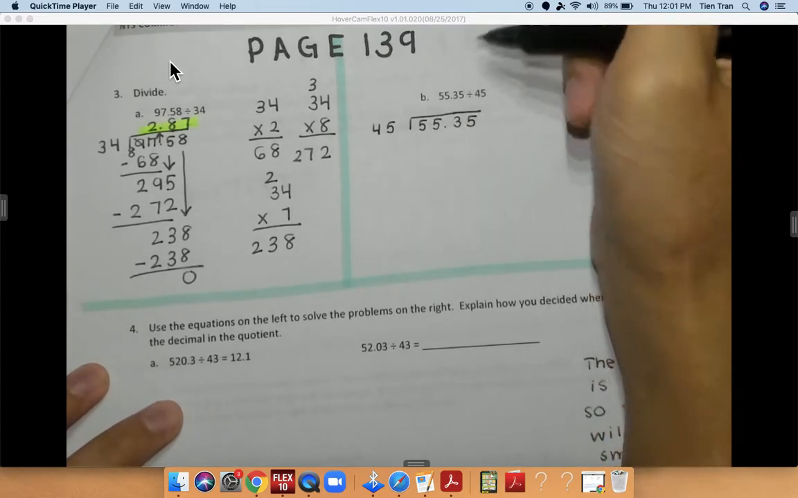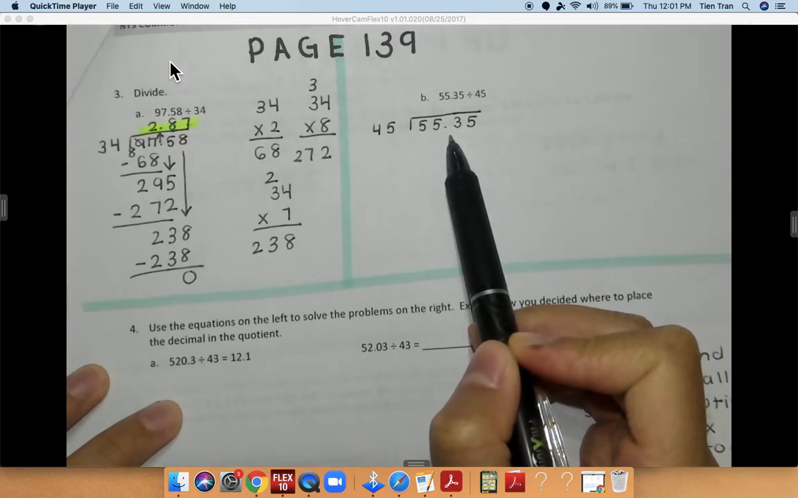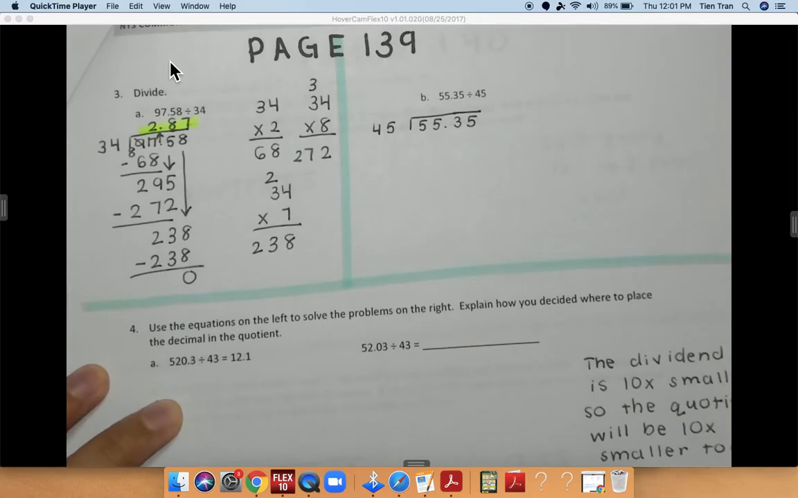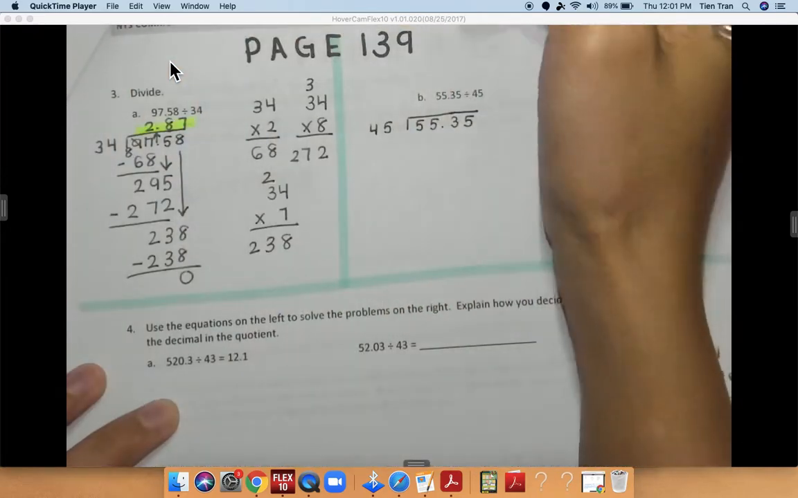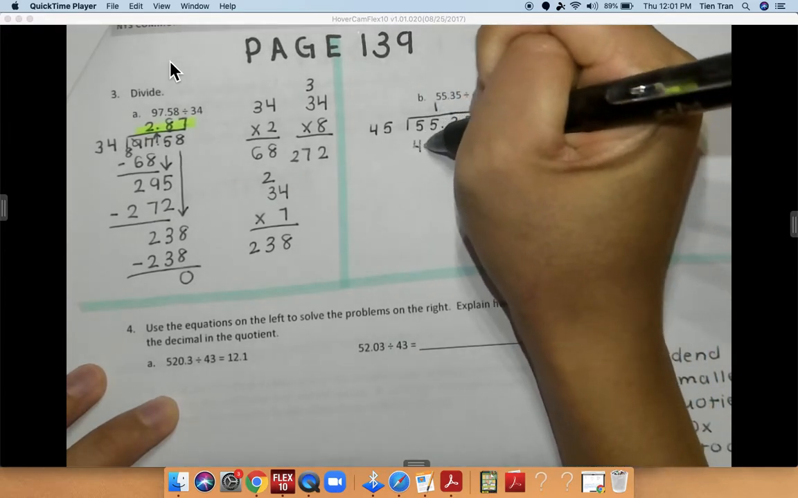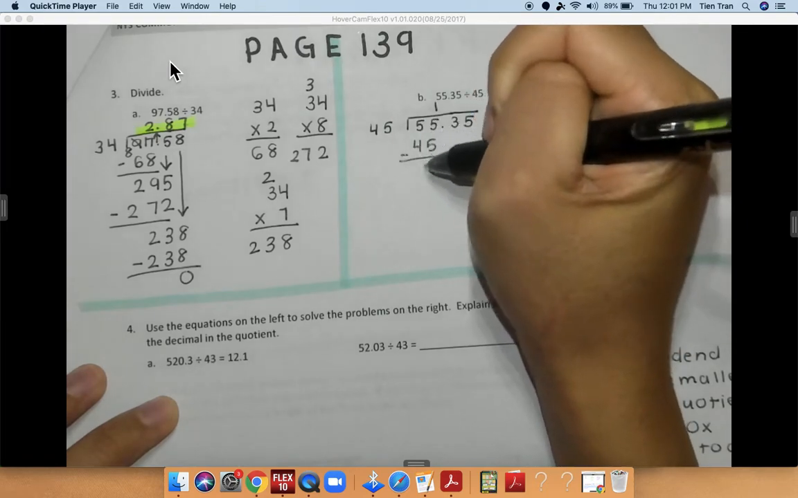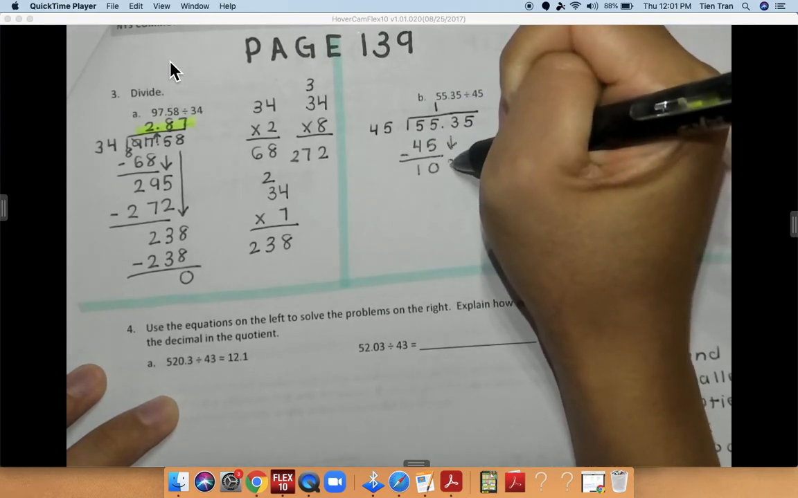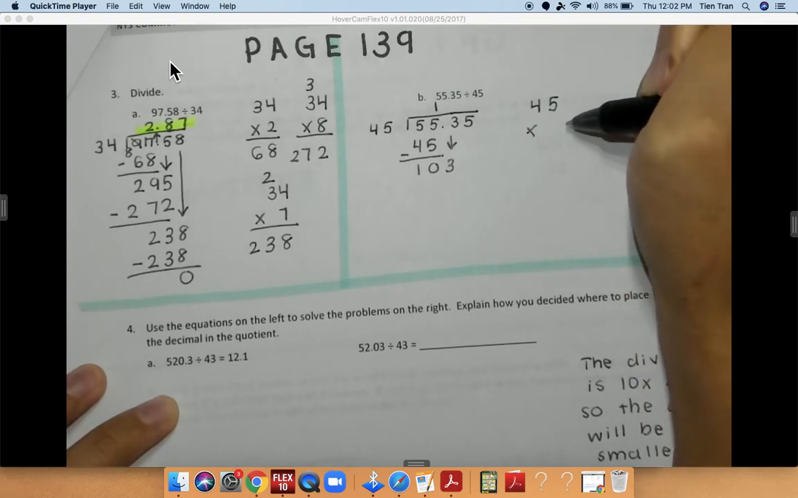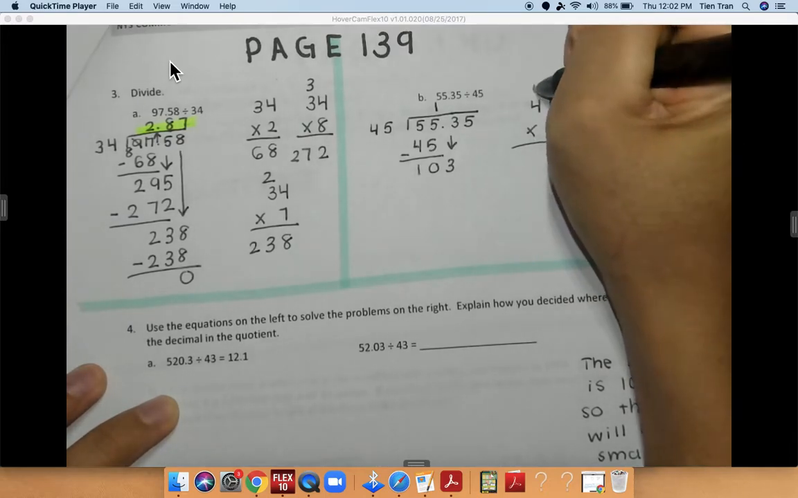So for the next problem, I am dividing 55 and 35 hundredths, which is the number that goes inside as my dividend, and 45 as my number that goes on the outside as my divisor. I'm figuring out how many times can 45 go into 55, about once. That is the closest you will get. So now I'm subtracting. 5 minus 5 is equal to 0. 5 minus 4 is 1. Bring down your 3. I'm going to multiply 45 times 2 and see if that's going to give me close to the answer of 103. 5 times 2 is 10.